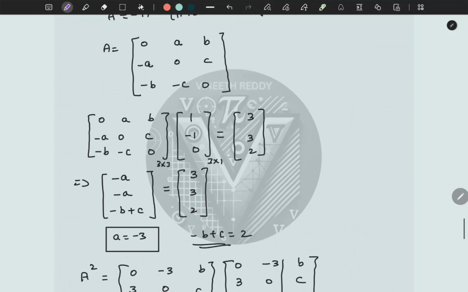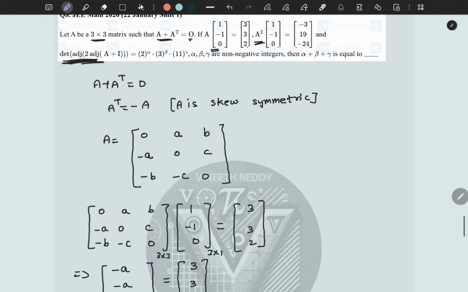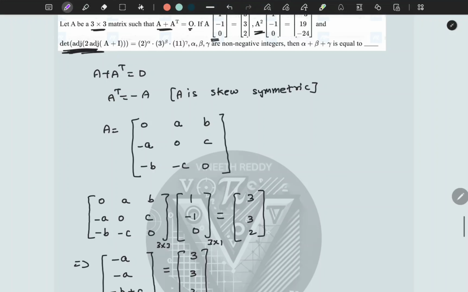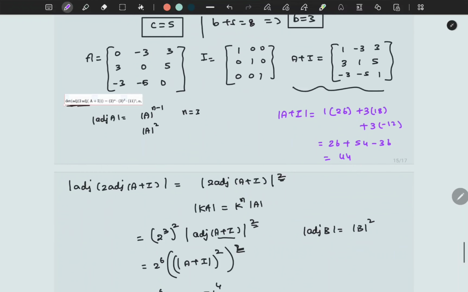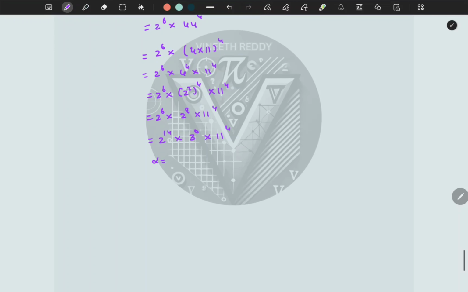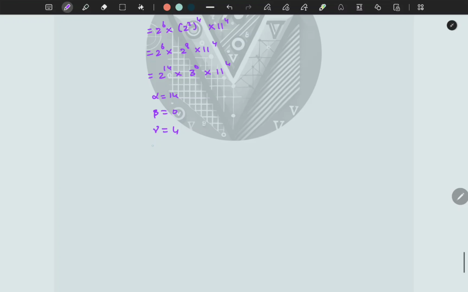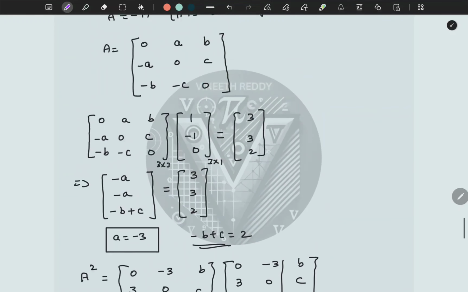So this is of the form 2 raised to the power alpha, 3 raised to the power beta, 11 raised to the power gamma, where alpha, beta, gamma are non-negative integers. So alpha plus beta plus gamma. We can say alpha is 14, beta is 0, and gamma is 4. So alpha plus beta plus gamma is 14 plus 0 is 14, 14 plus 4 is 18. So 18 should be the answer.